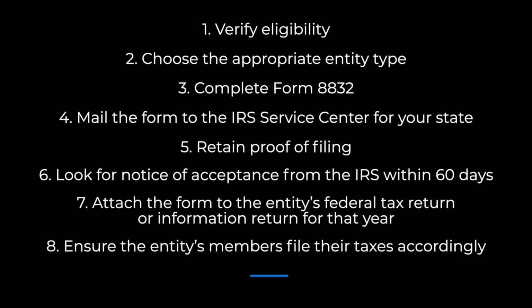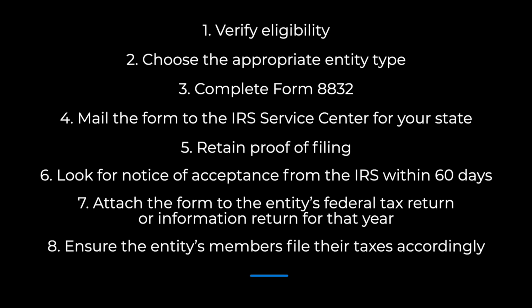Now let's go over the steps to filing. Number 1, verify eligibility. 2, choose the appropriate entity type. 3, complete Form 8832. 4, mail the form to the IRS Service Center in your state. 5, retain proof of filing. 6, look for notice of acceptance from the IRS within 60 days. 7, attach the form to the entity's federal tax return or information return for that year. 8, ensure the entity's members file their taxes accordingly.